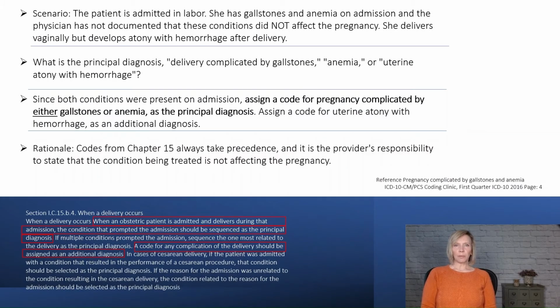Next, we have an example from Coding Clinic where the patient is admitted in labor. She has gallstones and anemia on admission, and the physician has not documented that these conditions did not affect the pregnancy. She delivers vaginally but develops atony with hemorrhage after delivery. In this case, because the patient was admitted due to her pregnancy, which is further complicated by the presence of these conditions, either the delivery complicated by gallstones or complicated by anemia may be sequenced as the principal diagnosis. Assign a code for the uterine atony with hemorrhage that developed after admission as an additional diagnosis.